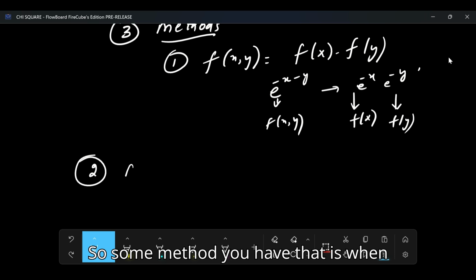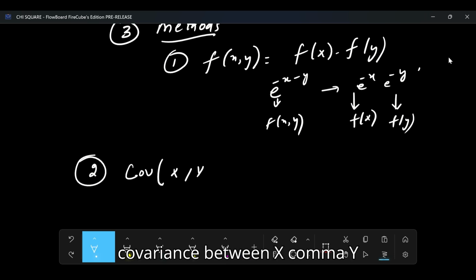The second method is when the covariance between x comma y is equal to 0.